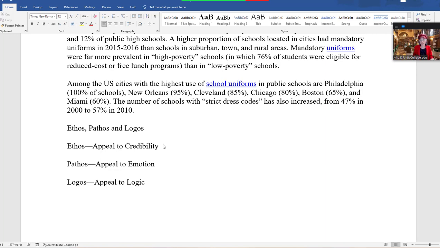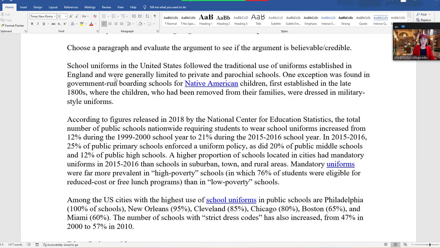Then logos is appeal to logic. Does it have a thesis statement and supporting paragraphs? And yes, this is about school uniforms. This entire thing talks about nothing but school uniforms. Therefore, it has logos. It appeals to logic. It makes sense. And so then you would say this article is logical because it has one central idea. It talks about school uniforms.